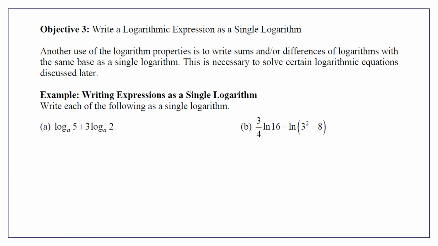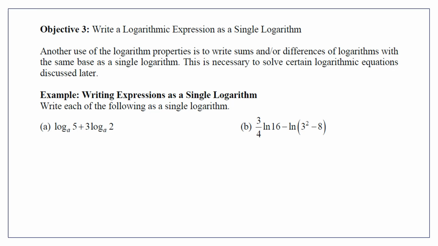Objective 3. Now we're going to write a logarithmic expression as a single logarithm. So another use of the logarithm properties is to write sums and or differences of logarithms with the same base as a single logarithm. So this is necessary to solve certain logarithmic equations, which we'll discuss later. So in our last objective, we took a single logarithm and we expanded it using the sum and the difference properties. And so now we're going to take logarithms that are being added and subtracted from each other and combine them into one single logarithm. Okay, so this is the condensing method. So we're going to write each of the following as one single logarithm.